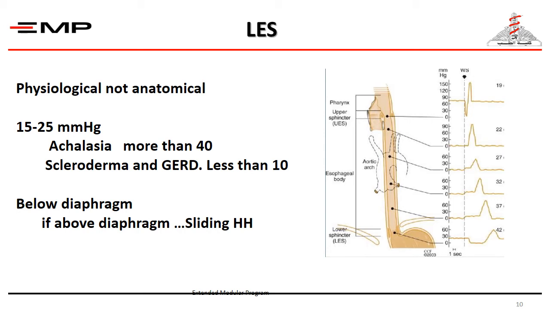Below the diaphragm is always the position of the lower esophageal sphincter. If we find this lower esophageal sphincter lying above the diaphragm, this is pathognomonic of what is called sliding hiatus hernia.